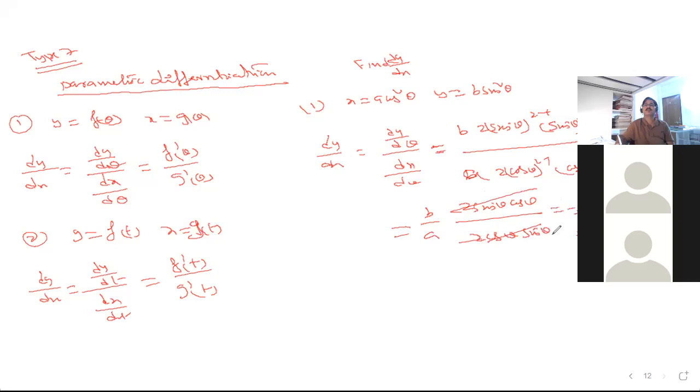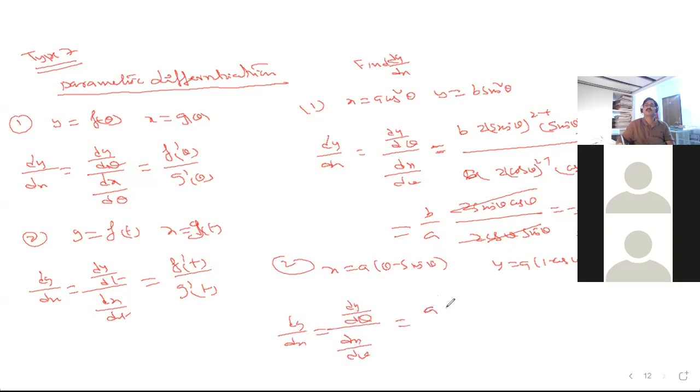हर जगह ऐसा नहीं आता. ओके, आ गया तो ओके, नहीं आया तो और एक question लो. x is equal to a into theta minus sin theta, y is equal to a into 1 minus cos theta. Now you tell me here dy by dx, what I'm supposed to write? dy by d theta by dx by d theta.